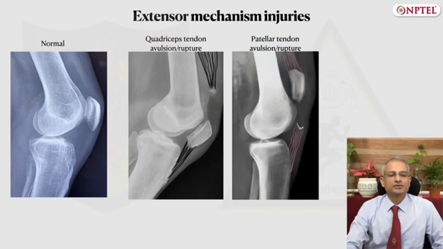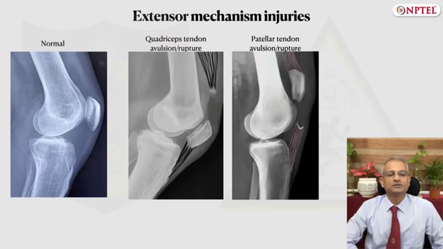This next slide shows the extensor mechanism injuries. The first is the normal lateral view with the normal position of patella. The second is a quadriceps tendon rupture from the upper pole of patella, resulting in a condition called patella baja, which means the patella is at a lower level than the normal. This is because the quadriceps tendon is now absent and the patella goes down.